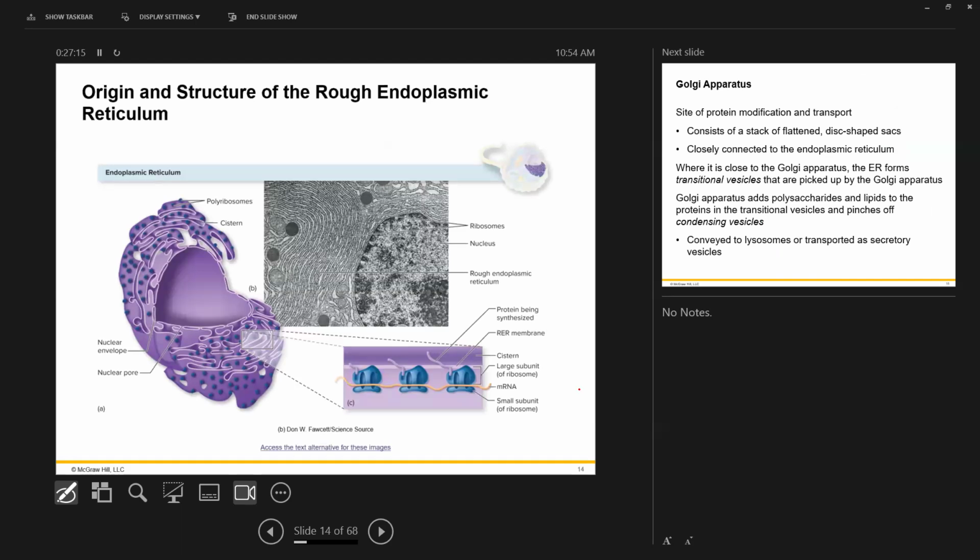Look at that. It always exists around the nucleus, and that makes sense. Because if you're taking your message out of the nucleus and you need to work on it right away in the ER, you want your ER right up against your nucleus. So it always surrounds the nucleus. Look at all those folds in it.